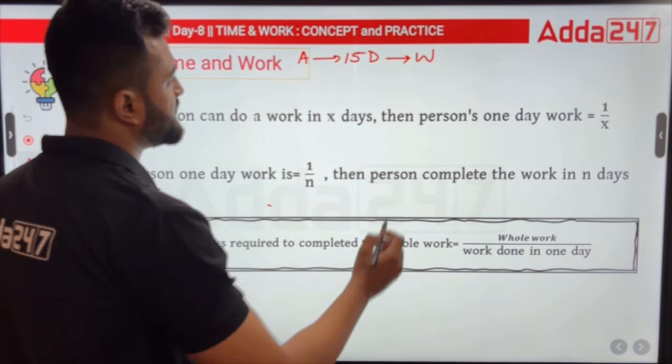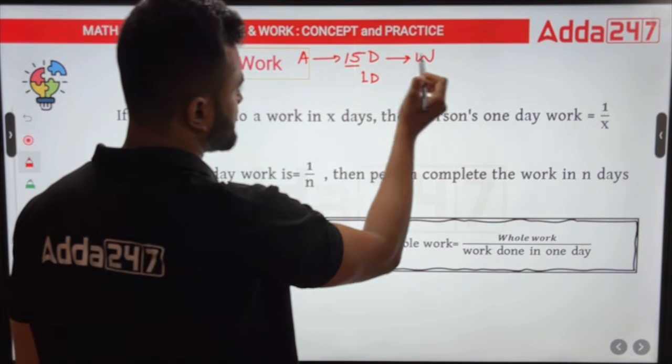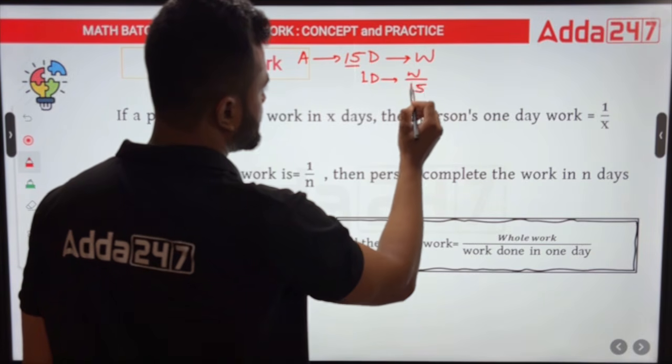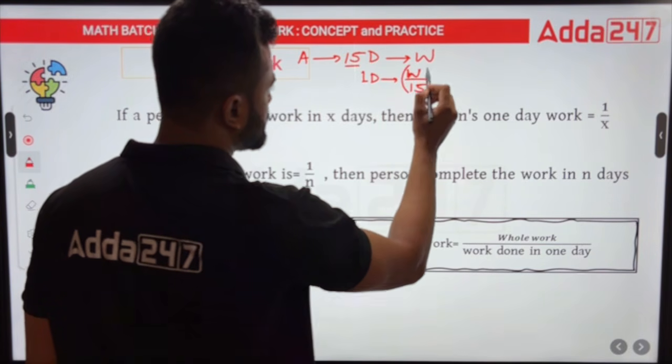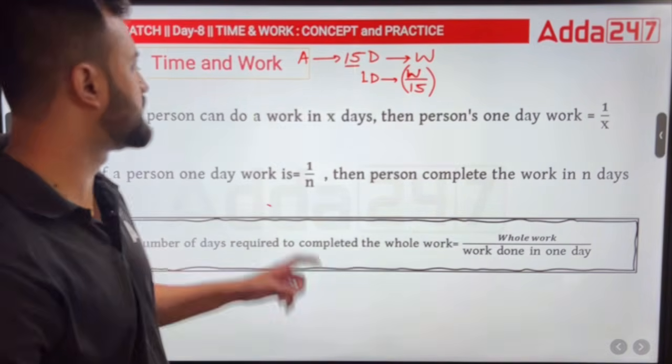So if I want to find his 1 day work, you'll take this 15 to that side, right? And that way you'll get W divided by 15. So this W by 15 is what? His 1 day's work. His 1 day's work is equivalent to W by 15. So this is what is given out here.